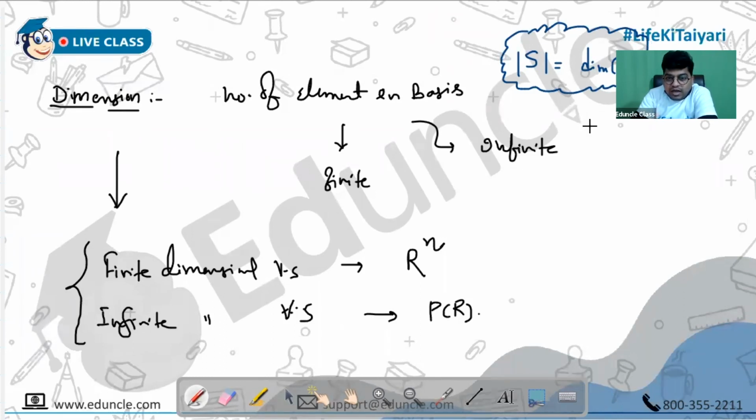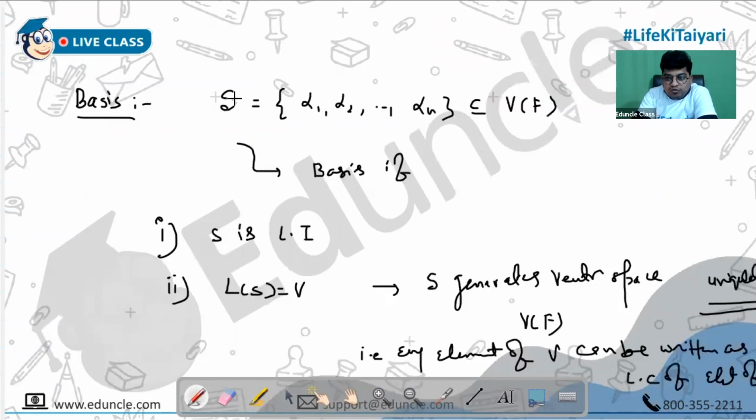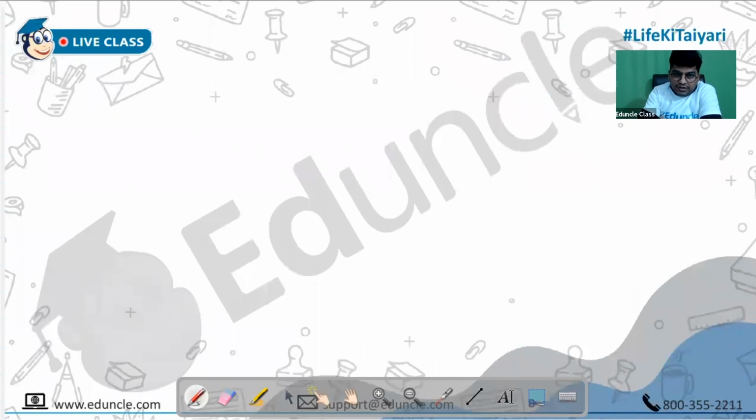Any student has a doubt, please repeat basis, sir. Okay. See, basis means you have a set which is LI, linearly independent, as well as can generate the vector space. Generate means every element of the vector space can be written as a linear combination of elements of S, and every element can be written uniquely. Then you can say this is a basis. I can give you an example.